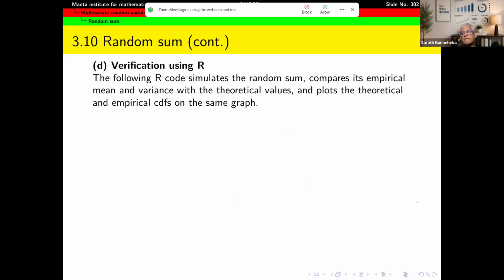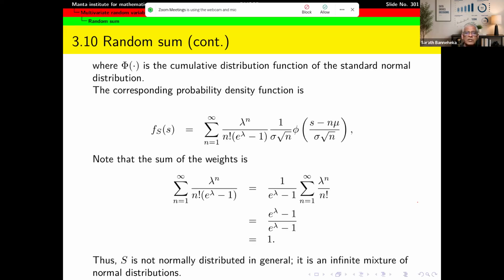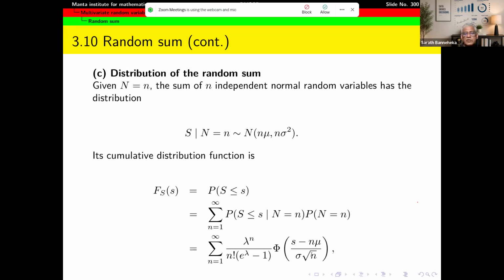Now, we will verify this result that we obtained by generating the CDF and also drawing the theoretical CDF that we got.